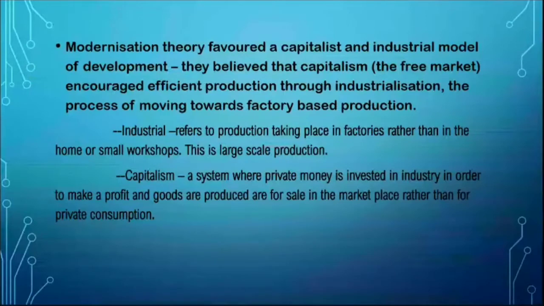Modernization theory favored a capitalist and industrial model of development. They believed that capitalism encouraged efficient production through industrialization, the process of moving towards factory-based production. Industrial refers to production taking place in factories rather than the home or small workshop. This is large-scale production. Capitalism is a system where private money is invested in industry in order to make a profit and goods are produced for sale in the marketplace rather than for private consumption.